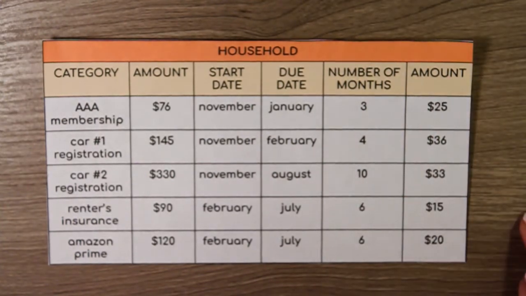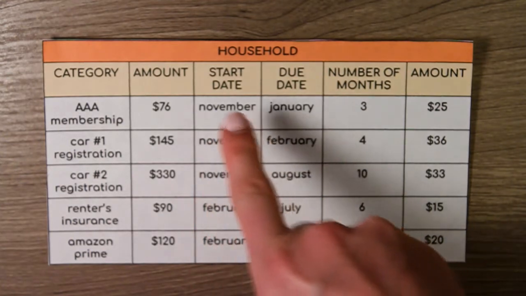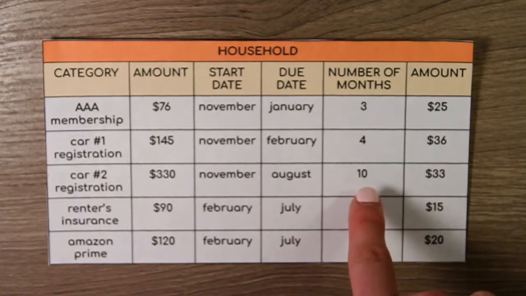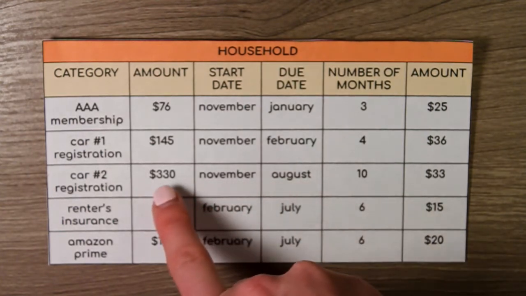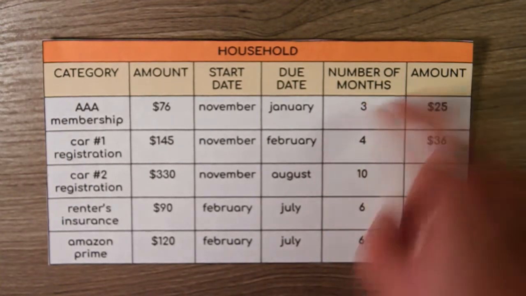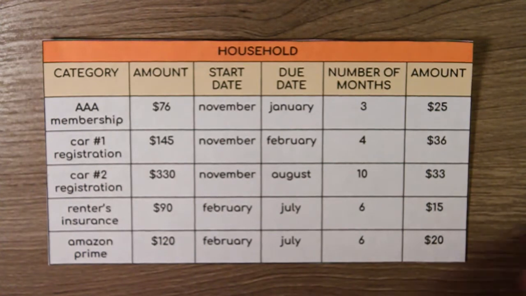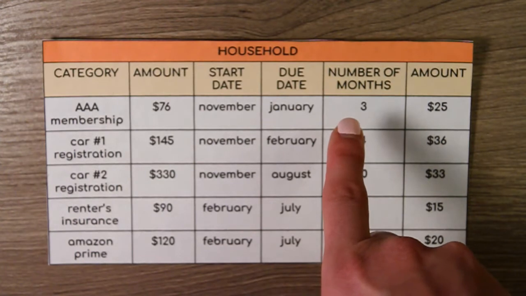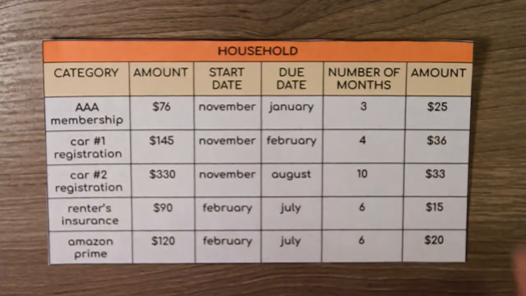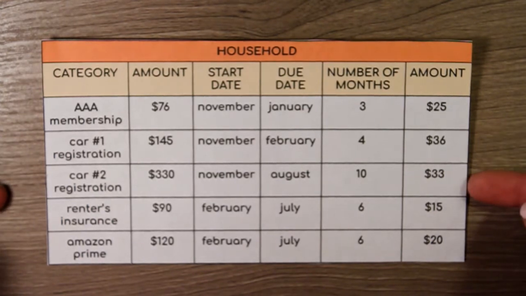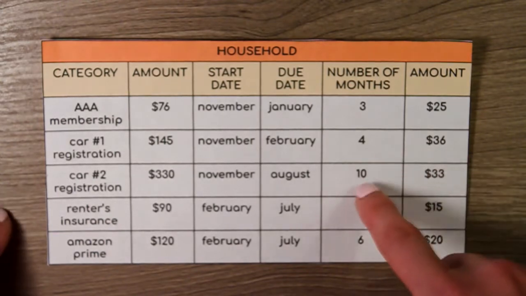So for a few things, we started in November, and here it'll say what our start date was, when it was due, and how many months we had in order to save. Now, some things like our bigger things, we save for longer, and some of our smaller things, we only save 3 months or 4 months out. So we have our $76 for 3 months. We split that up, so we only needed to save $25 a month. For our car registration number 1, we saved $36 a month. For car registration number 2, we saved $33 a month for 10 months.